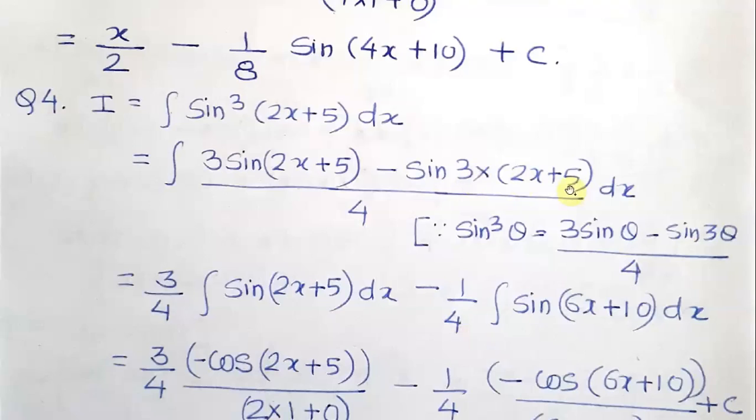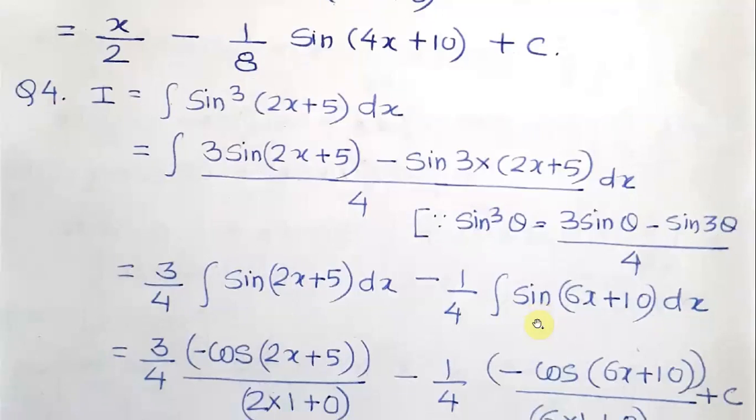And 3 is going to multiply with the angle. Remember, this is a complete part of the angle. This 3 cannot come outside. It will multiply with the remaining terms of the angle. So if you multiply 3 inside, this will become sine 6x plus 10. Okay, now let us integrate them.